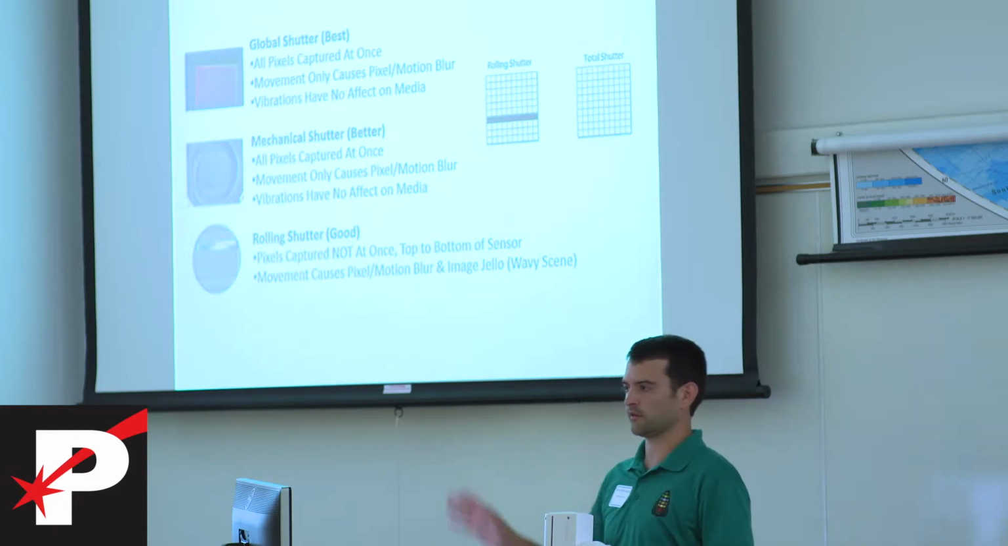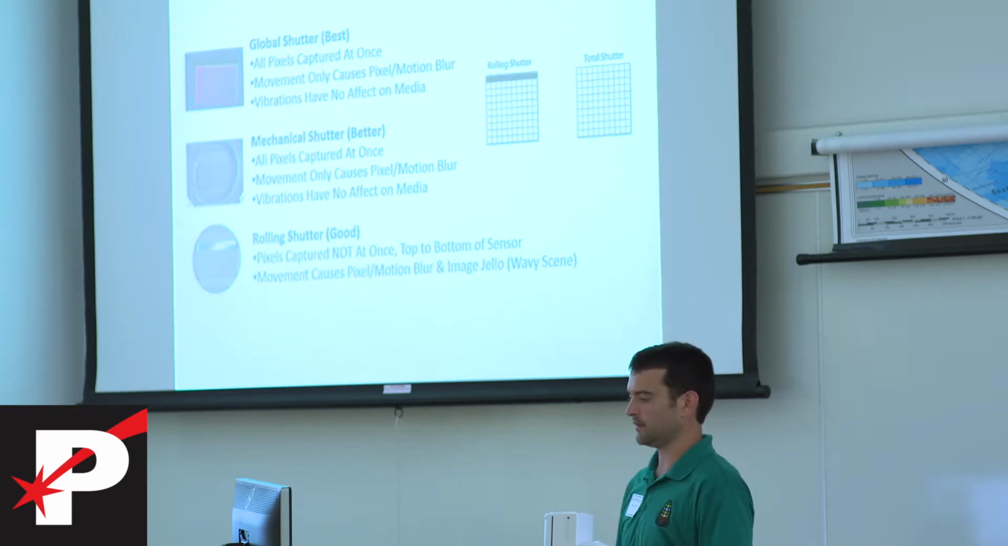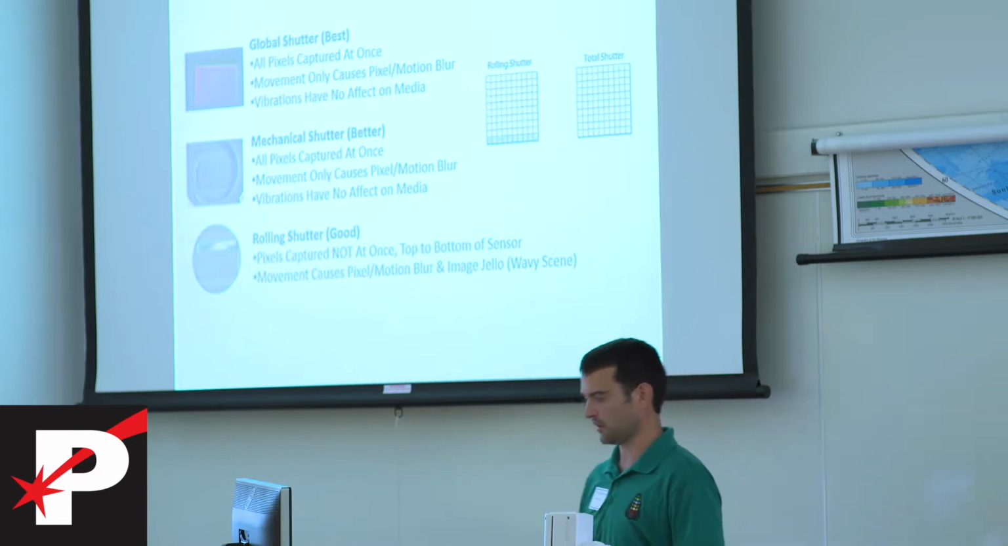They're in all of your cell phones. They're in every GoPro and small image sensor, basically of any sort of resolution. They do have issues though with image flow.